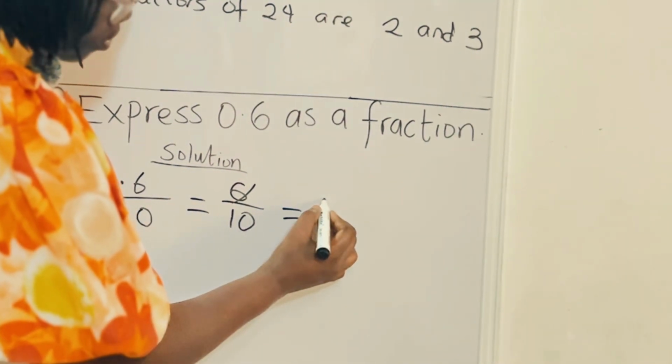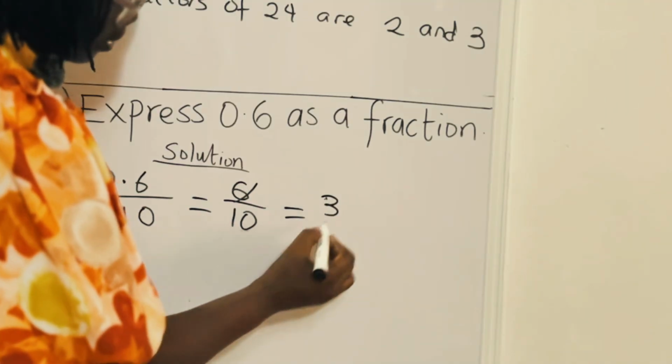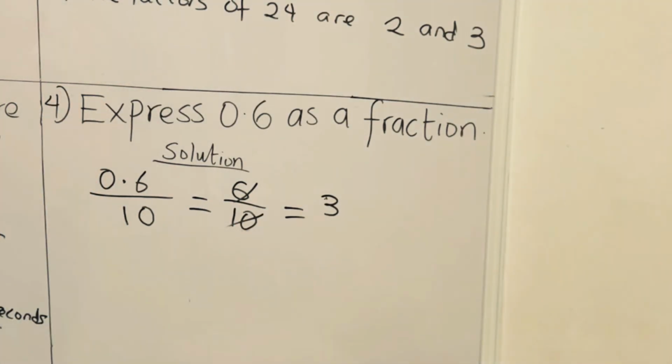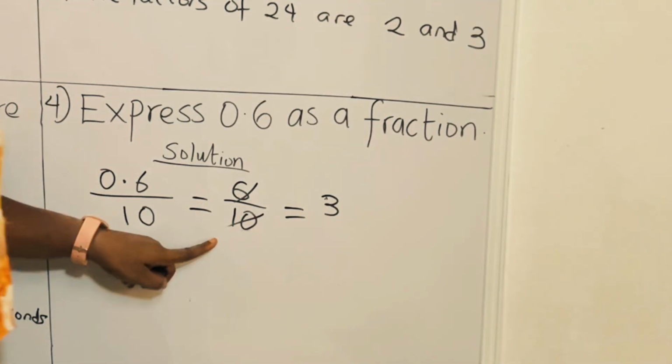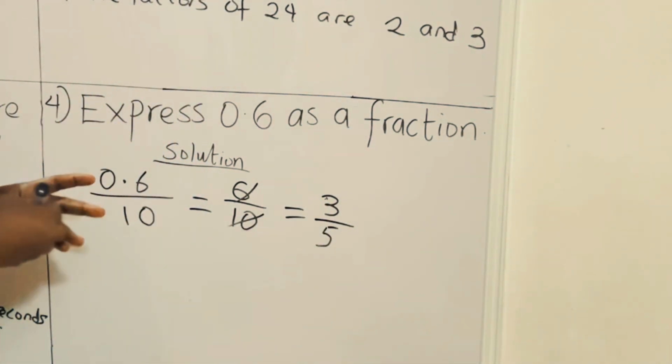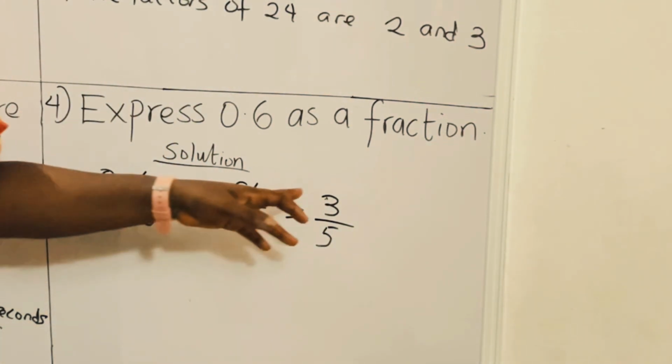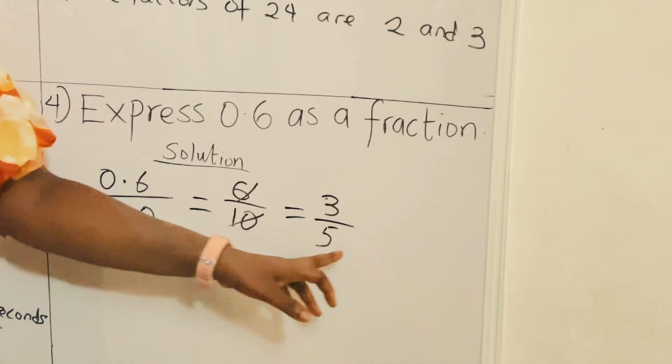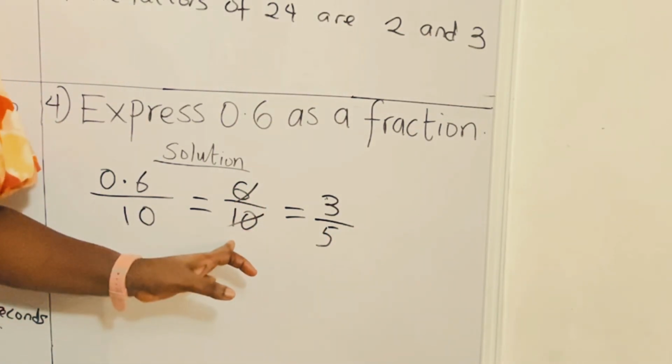Okay, so how many 2s can we get in 6? That is 3. How many 2s can you get in 10? That is 5. So 3 over 5. You cross-check your work. Always cross-check your work. 3 times 2 is 6. 5 times 2 is 10.